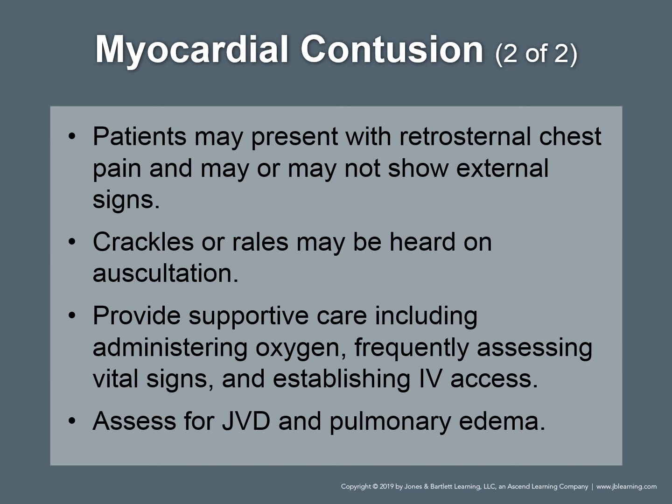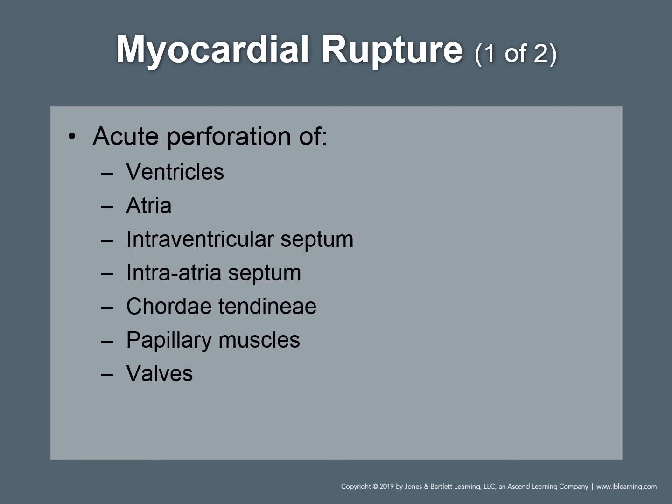They may have crackles or rales on auscultation, and you want to give supportive care. You always want to start at least one large bore IV. We always say start 2 large bore IVs, give them high flow oxygen, and frequently check their vital signs for decompensation. You want to treat these patients very aggressively, and look for your jugular vein distension with pulmonary edema. Okay, as the jugular veins distend, that lets you know there's increased pressure in the chest, and that pulmonary edema lets you know that you have fluid backing up from the myocardial compromise.